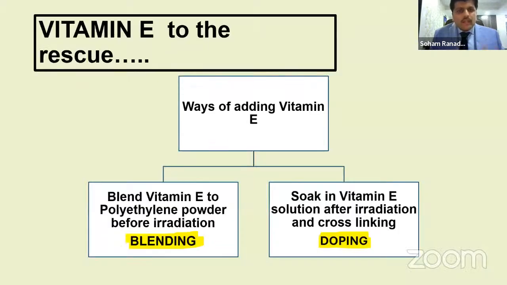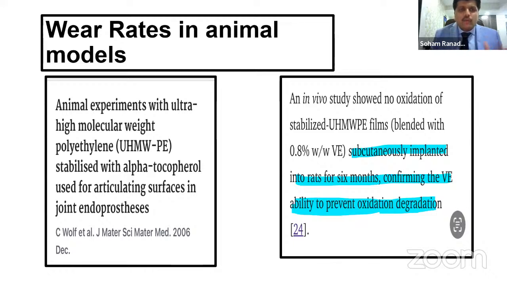Vitamin E can be added to the polyethylene in two ways. One is by blending, in which the vitamin E is added to the polyethylene powder before irradiation, and the other is by doping, when the polyethylene is soaked in a solution of vitamin E. Now, if we compare the wear rates, I have compared them in vivo, in vitro, and in animal models.